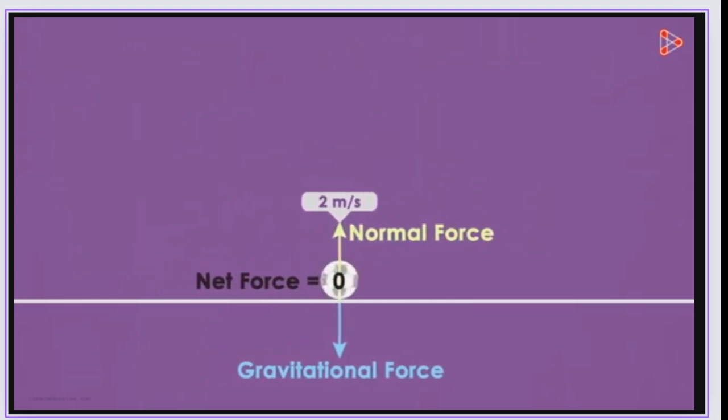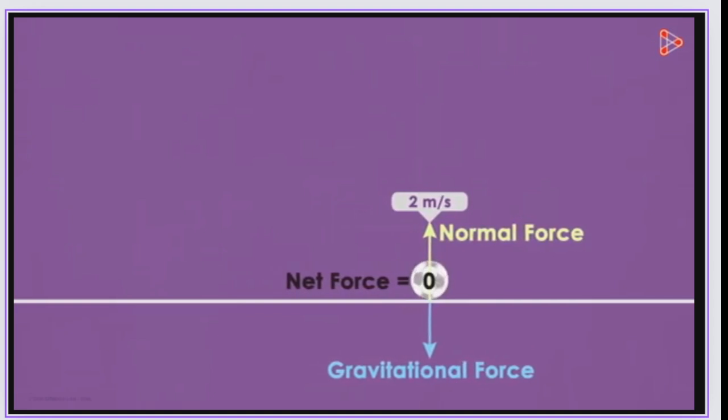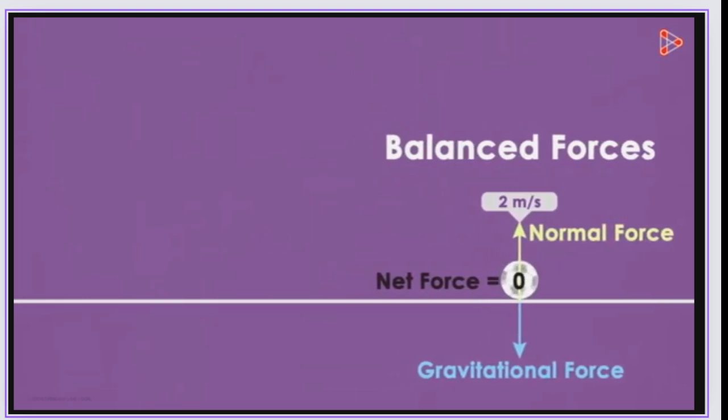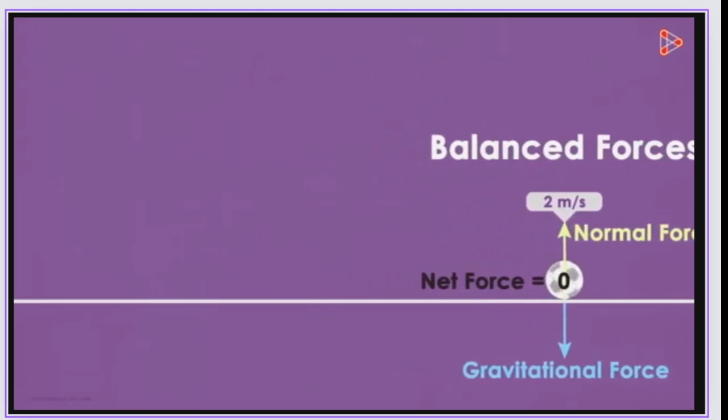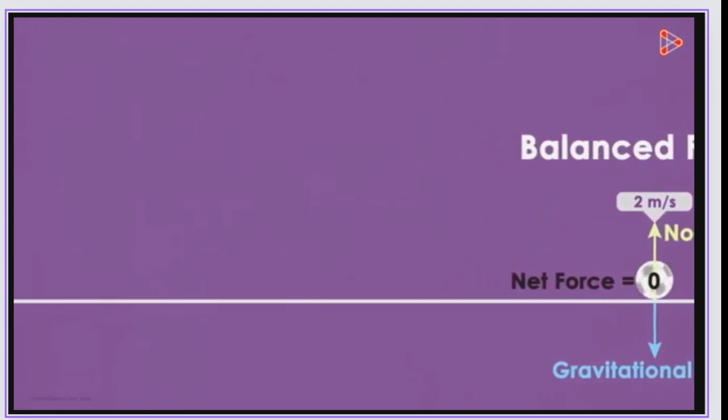No, it won't. It will continue to move along the same path at the same speed unless there is another external force which acts on it. Here, as the forces are balanced, the ball will continue to move at 2 meters per second. Most people assume that if the object is moving, then there is some net force acting on it, but that's not true. An object will continue to move at uniform velocity even if the net force on it is zero.